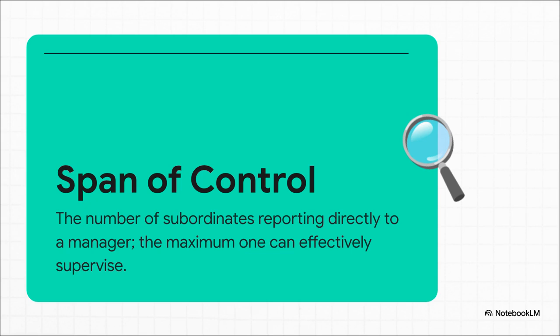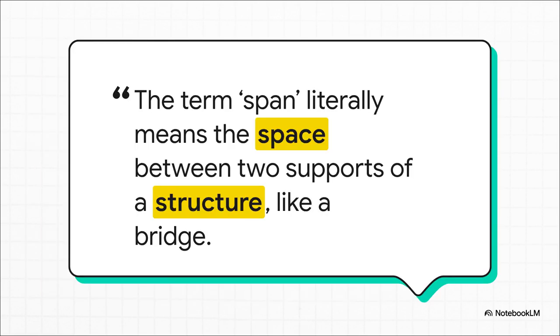If the number gets too high, the quality of supervision just falls apart. I think this bridge analogy is the perfect way to remember this concept. If the pillars supporting a bridge are too far apart, that's like a wide span, the bridge gets weak and might collapse. But if the pillars are too close together, a narrow span, the bridge is strong, but you've spent way too much time and money building extra pillars you didn't need. It's all about finding that perfect balance.